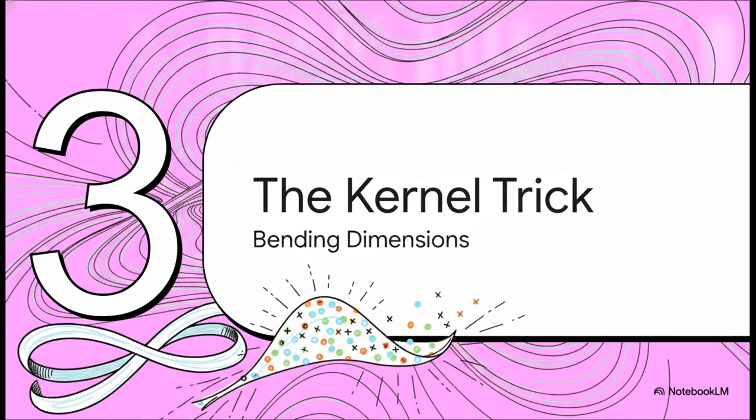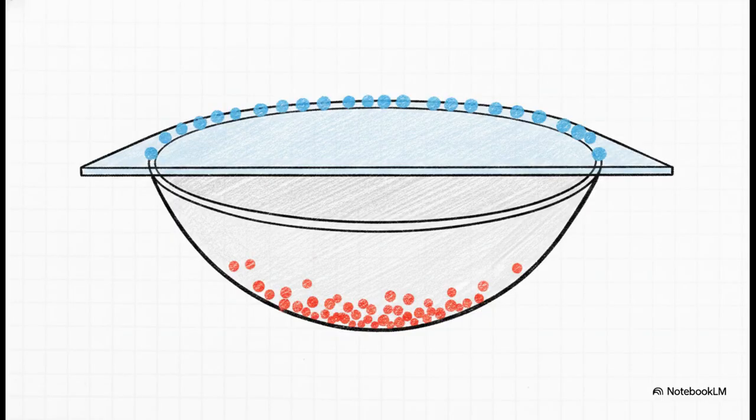Which brings us to bending the dimensions with the kernel trick. This is, without a doubt, the most elegant spatial twist in all of machine learning. The core insight of the kernel trick is just wild. Imagine you have red and blue dots mixed together on a flat sheet of paper, and you just can't draw a straight line between them.